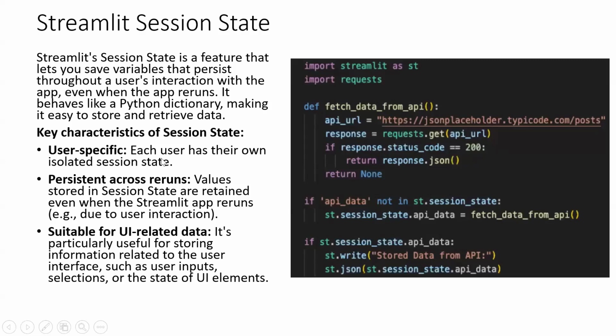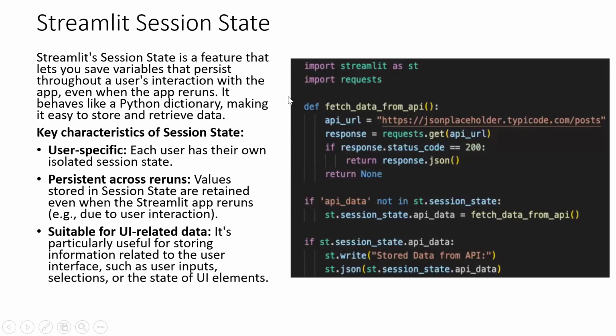My values will stay with me, they will not interfere into his session. Okay, so persistent across reruns, values stored in session state are retained even when the Streamlit application reruns. This is what we have seen. Suitable for UI related data. It's particularly useful for storing information related to the user interface, such as user inputs, selections, and all those things. Okay, all the user specific things we are going to save in the session state.